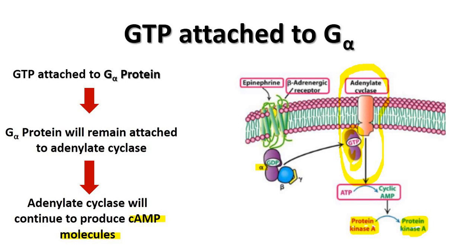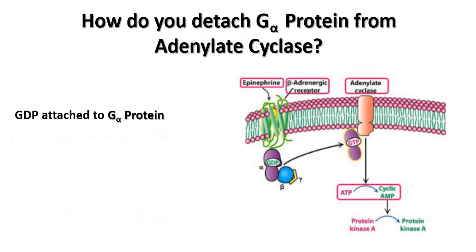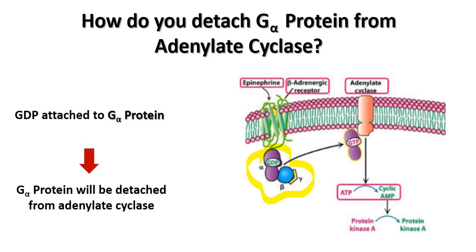But later, GDP attaches to the G alpha protein. Once GDP is attached to the G alpha protein, the G alpha protein will be detached from adenylate cyclase. So this is very important. Whenever GDP is bound to alpha, it remains detached; I will show an outward arrow, that is detached. But whenever GTP is bound, it remains attached; I show an inward arrow, that is attached.